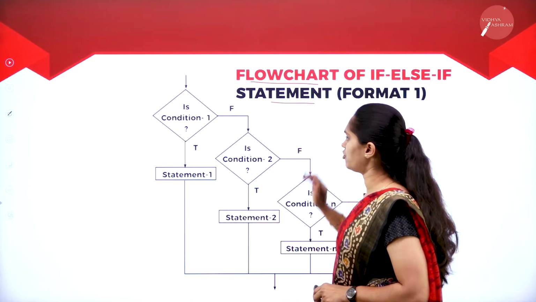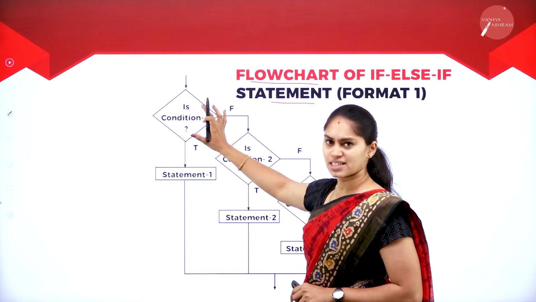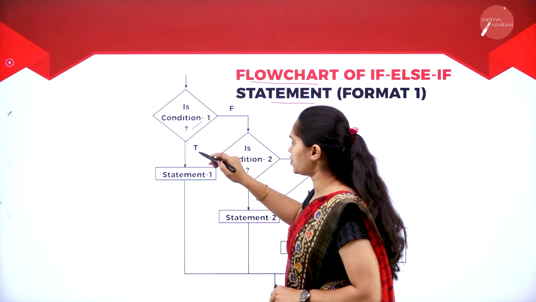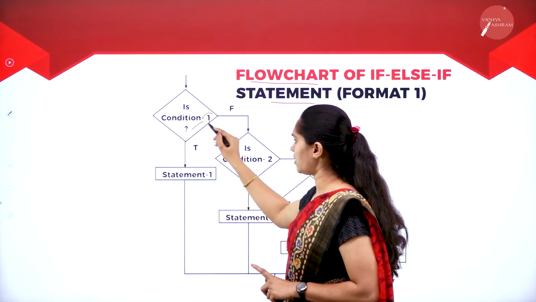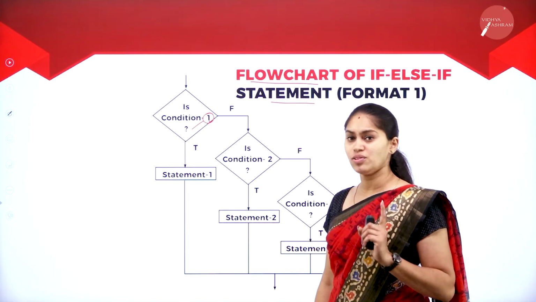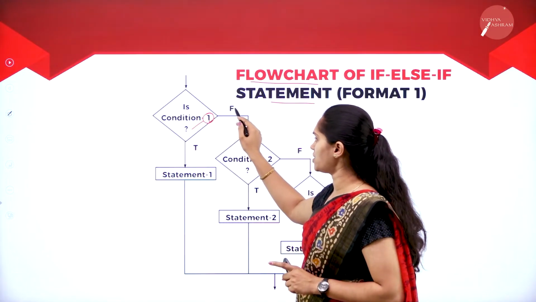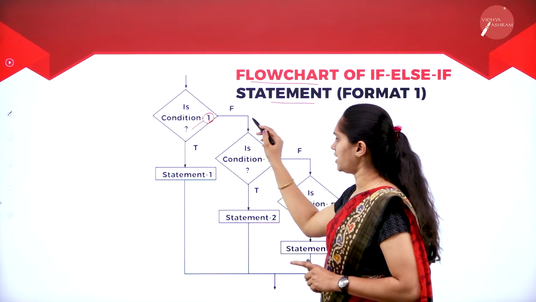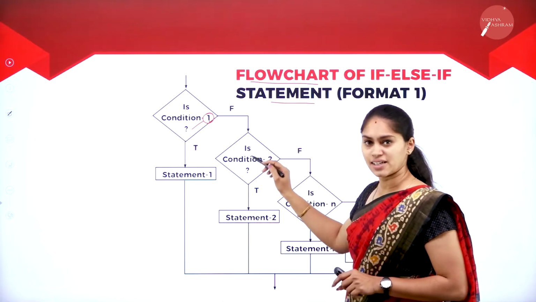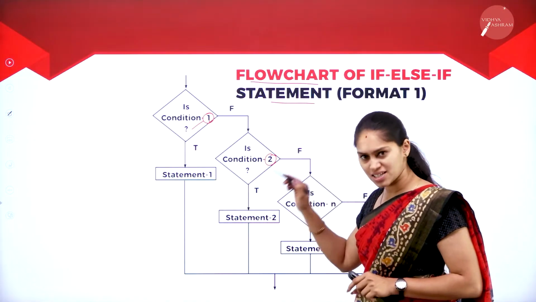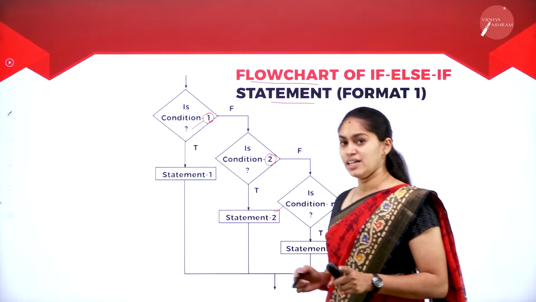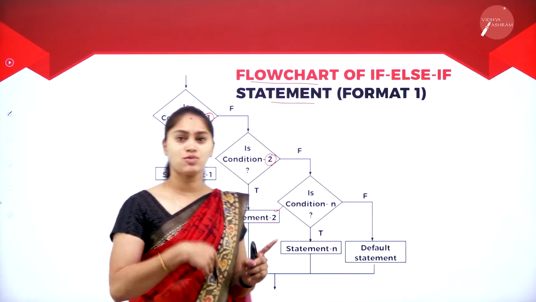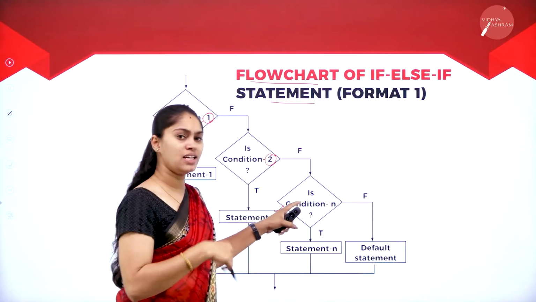So here you can see the flow chart. Here also we have a test condition. If this test condition is true, statement 1 will execute. Only if test condition 1 is true, statement 1 will execute. What if this test condition becomes false? Then it will come to the next condition. If test condition 2 is true, then statement 2 will execute. If test condition 2 is false, then only it will move further to the next condition.